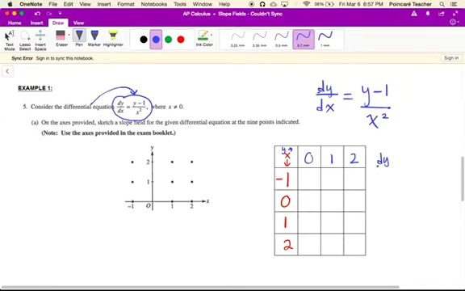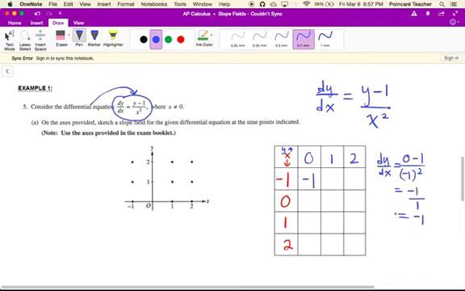So it will be dy dx equals, my y is 0, minus 1 over x squared, which is -1 squared. Then working that out, so it'll become -1 in the numerator and 1 in the denominator. Therefore, the slope is -1. So the differential equation equals negative 1 when x is negative 1 and y equals 0.